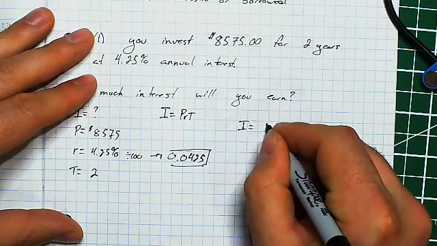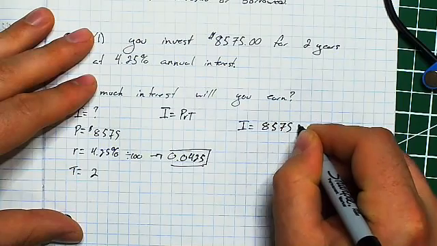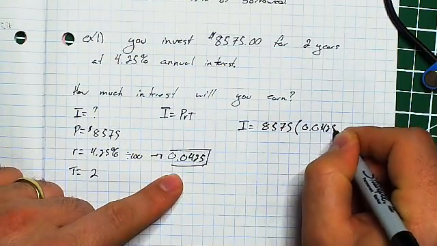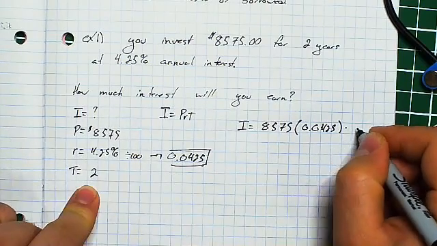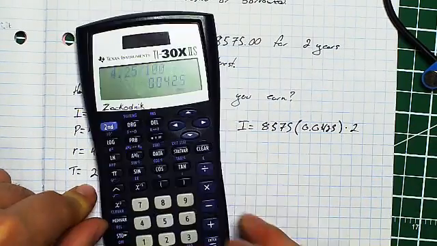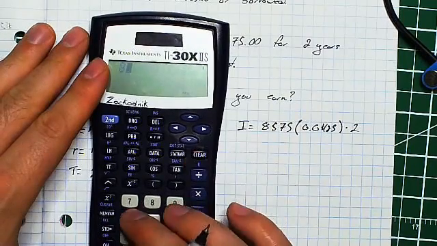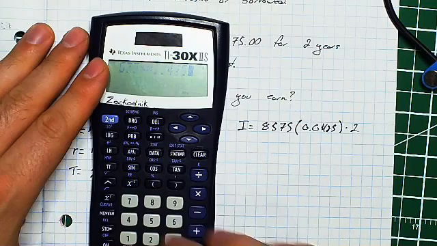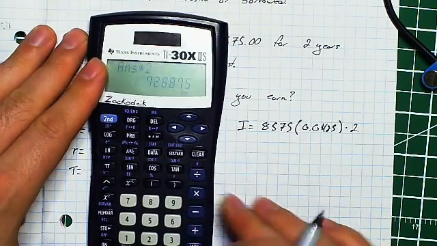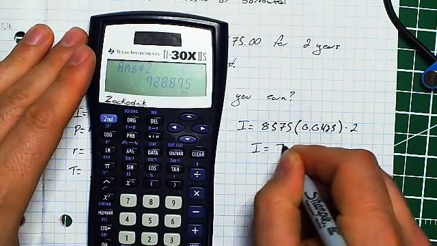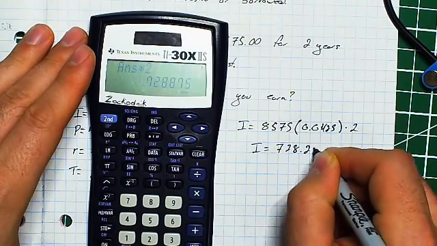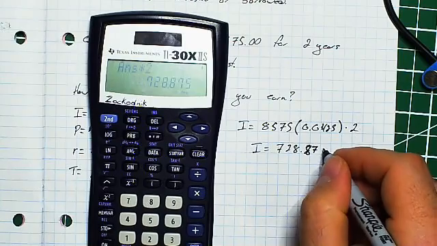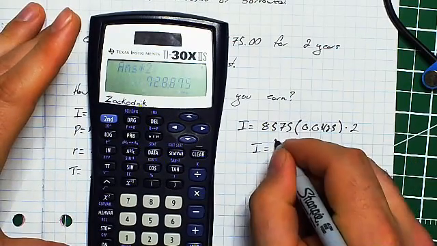Next, we're just going to plug it into our formula. So 8,575 times 0.0425 times 2. So after 2 years, in theory, of investments, we should make approximately $728 and 87 cents, which we can round up to 86 cents.